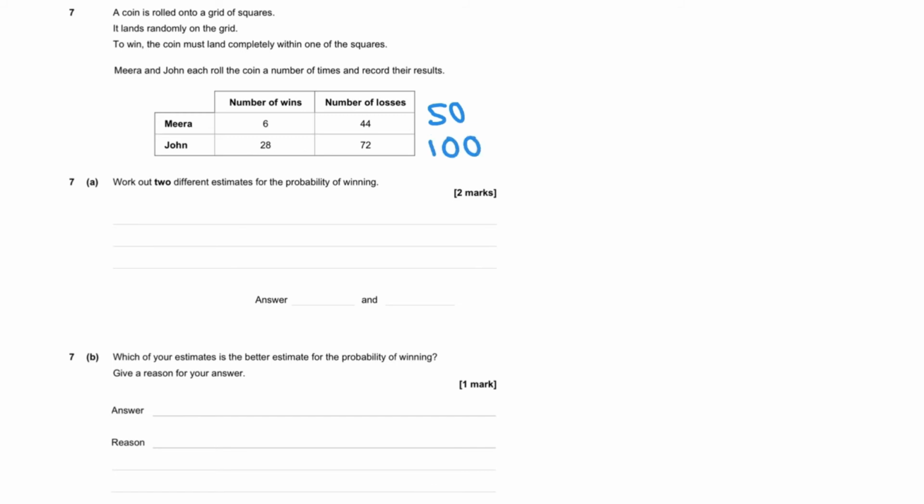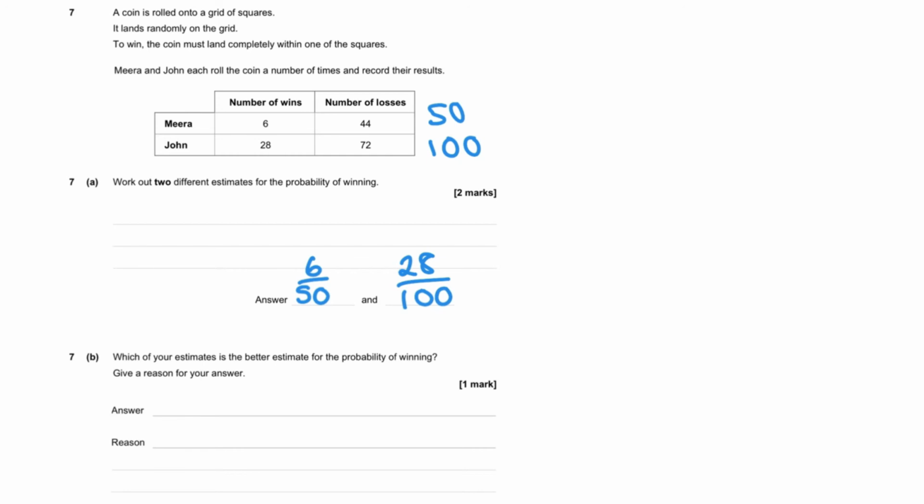So using Mira's data, her estimate for the probability of winning is 6 out of 50 attempts. And using John's data, his estimate for the probability of winning is 28 wins out of 100 attempts. So part B says, which of your estimates is the better estimate for the probability of winning? Give a reason for your answer.